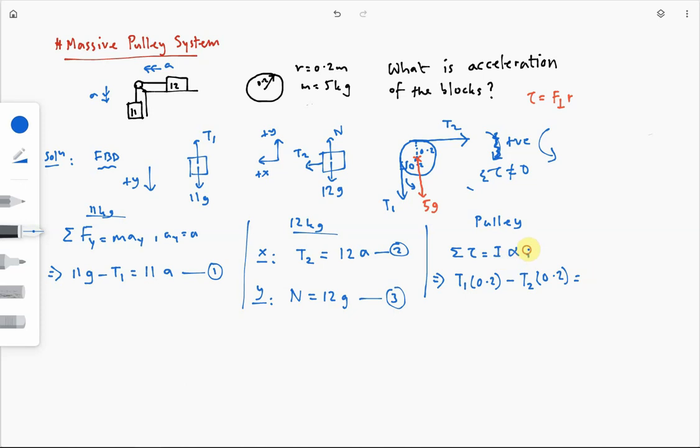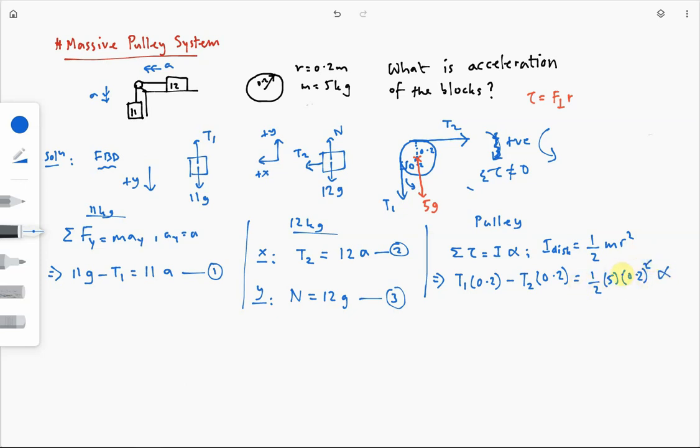What is I for the pulley? I is just that of a solid disk because it looks like a disk, and our fixed axis of rotation is at the center of mass, so we can directly read this off from the table of moment of inertia, which is 1/2 m r squared. I is 1/2, the mass is 5 kilograms, times 0.2 squared, times alpha.